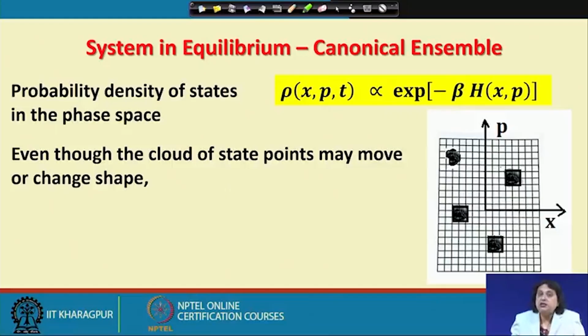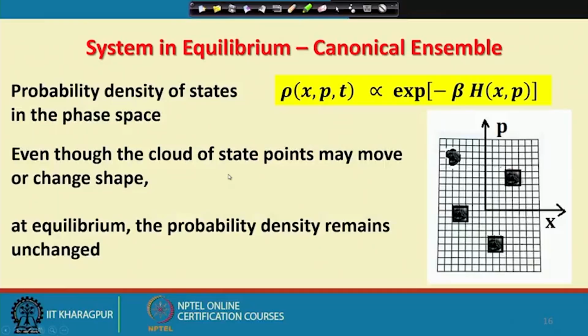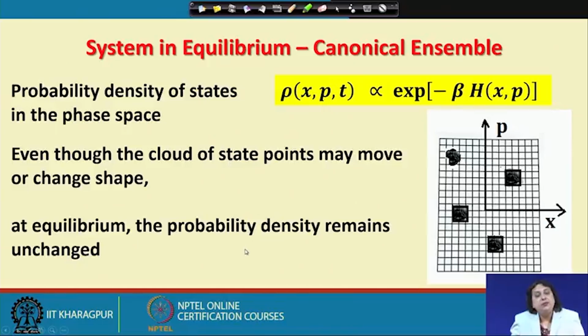Then since something is changing at the microscopic level, how do I say that the property A that I measured at these microscopic states on averaging is going to give me a time independent value? That is what I expect when I say that the system is at equilibrium. And therefore, comes this very important result that when the system is at equilibrium, the probability density remains unchanged. So, which means that rho of x, p, t, its explicit time dependence is equal to 0.